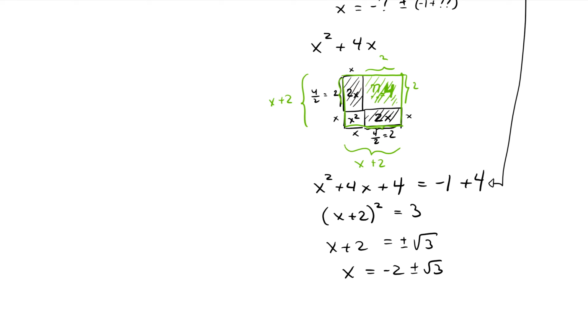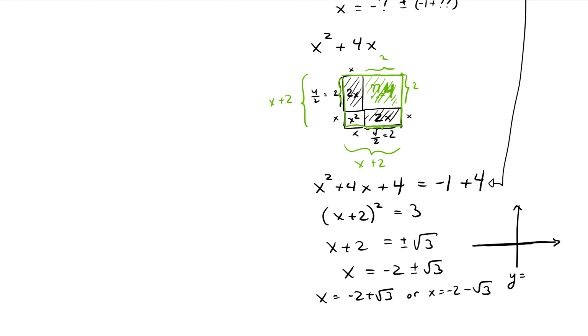And I basically get two solutions. I get x is either minus 2 plus square root of 3, or x is minus 2 minus square root of 3.